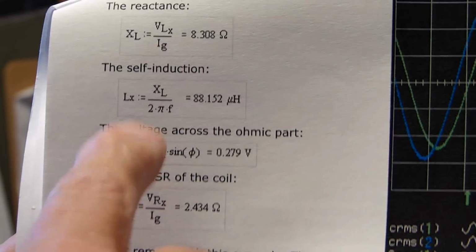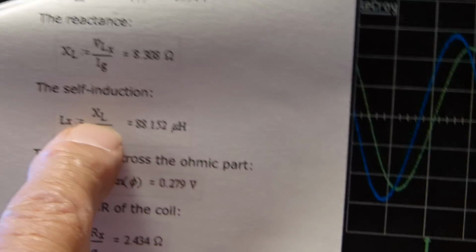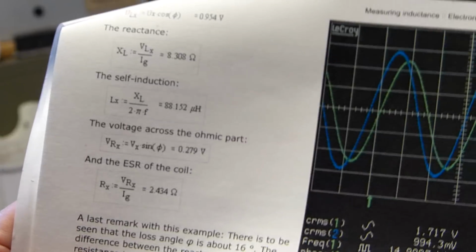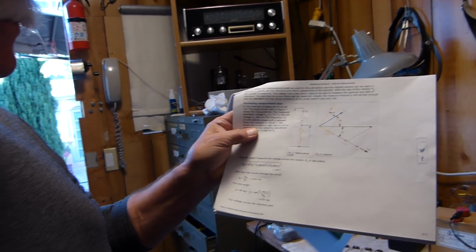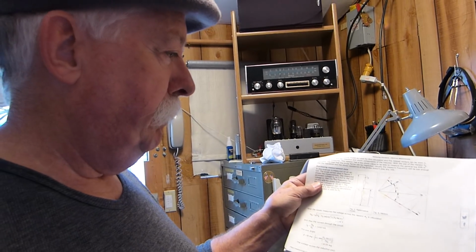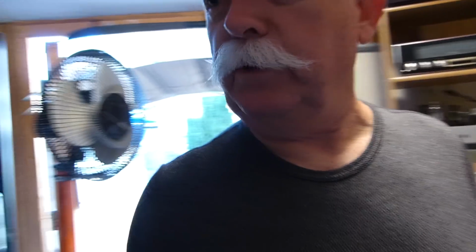So while this seems like a no-brainer, actually determining X of L and taking into account all of these vectors is how you get the right answer. And I get the right answer every time, everything from about 500 millihenries up to 50 henries, which is sufficient for making measurements of transformers.